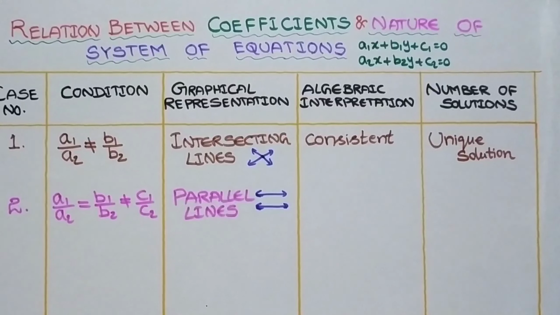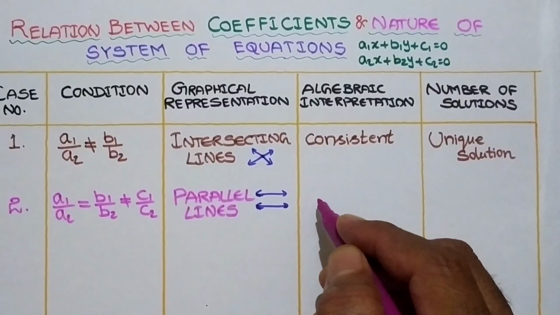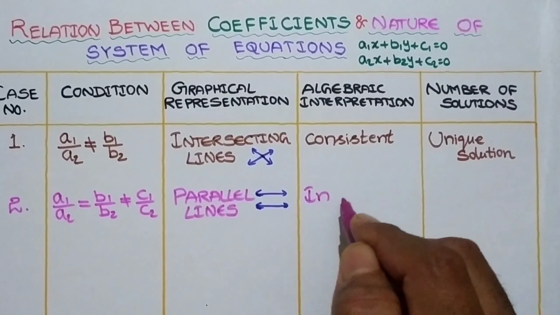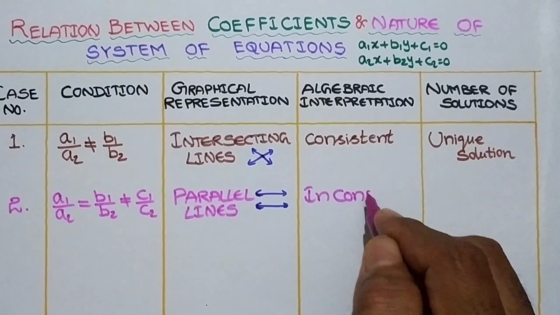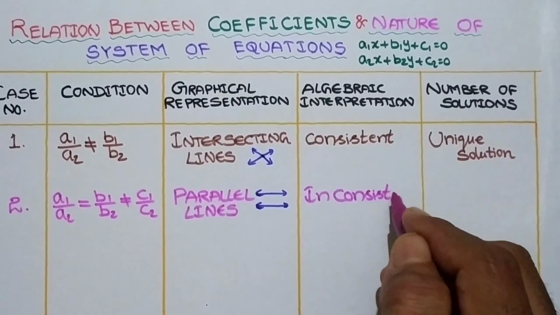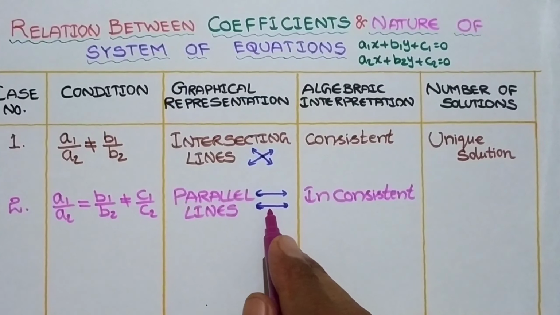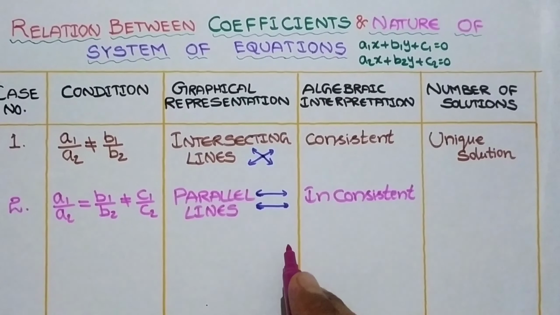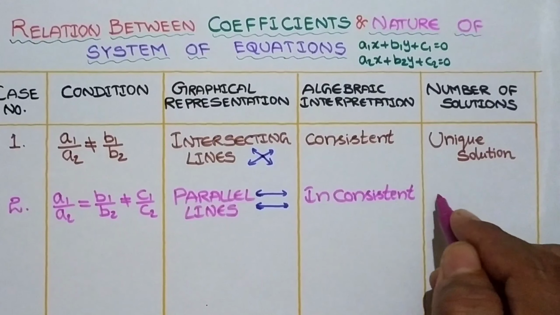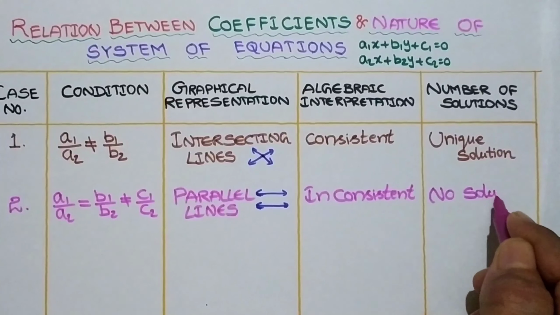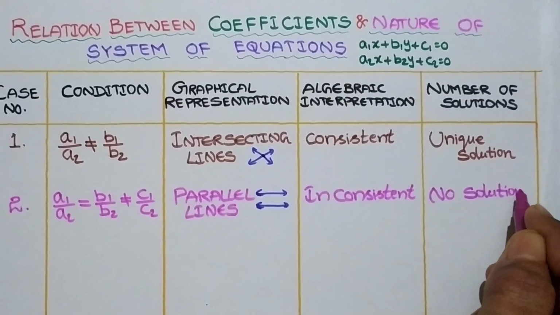Right? Now, this system is inconsistent. When these two lines are parallel to each other, then they never meet. So here no solution.